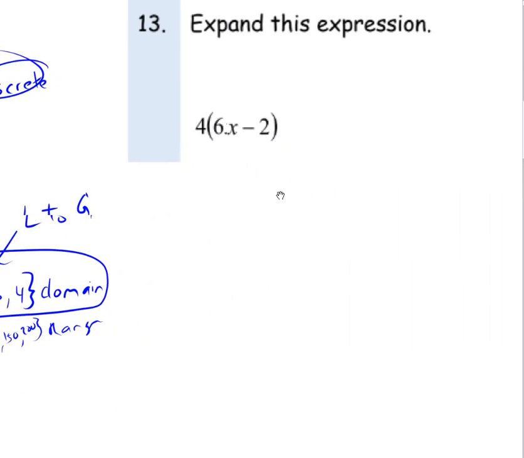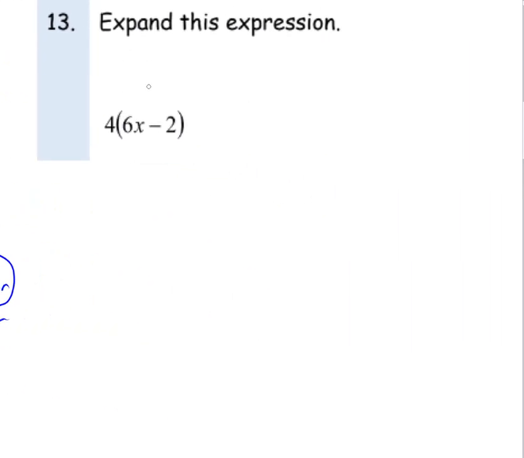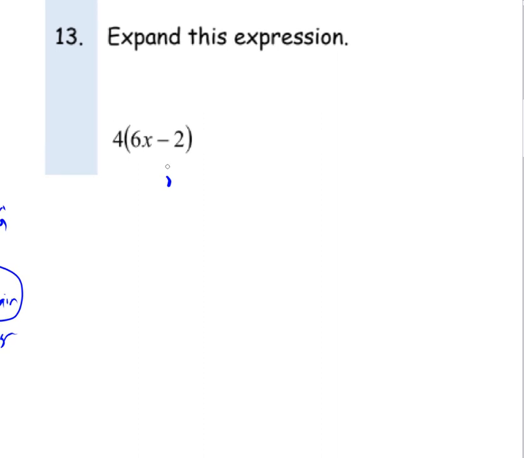Moving on. Ding! Expand this expression. Piece of cake. To expand this expression, we just use distribution. You've been doing this for a while. We're going to multiply that 4 into all the terms inside the parentheses. So we get 4 times 6x is 24x, right? And then we get 4 times a negative 2, which is negative 8, right? That's my expanded expression. It's really that simple.